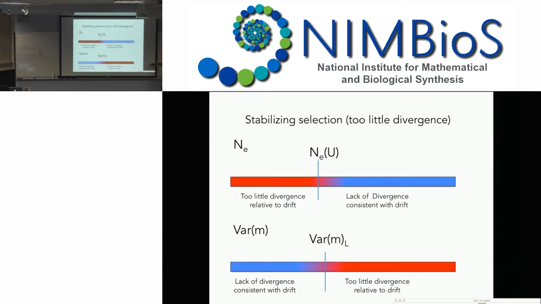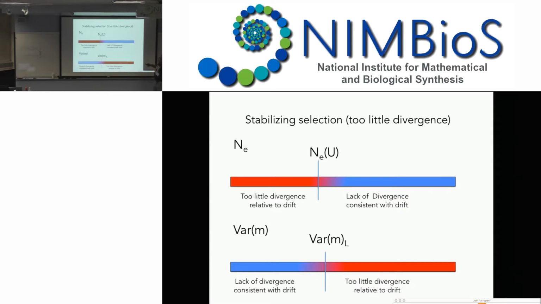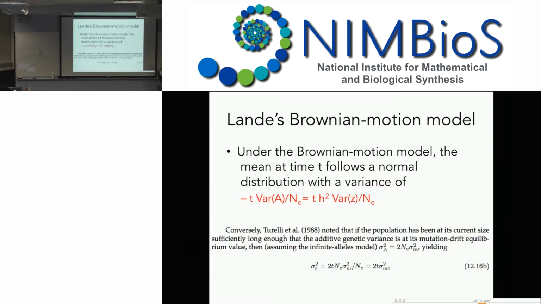Likewise for the mutational variance. If my mutational variance is above that, I have too little divergence relative to drift. Remember, if I have a large population, it slows down divergence. If I have a small mutational variance, it slows down divergence. So in that case, a population size that's too large or a mutational variance that's too small gives me a signal of directional selection. And likewise, an effective population size that's too small or a mutational variance that's too large, relative to some standard we'll talk about in a second, means I've got too much divergence relative to what I expect under drift. So that's the basic idea.